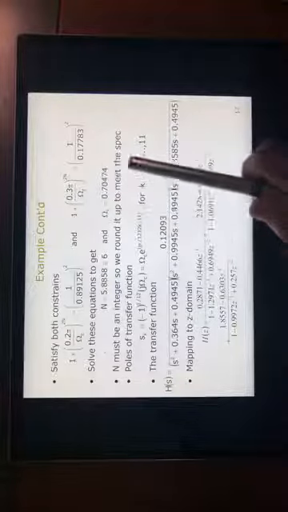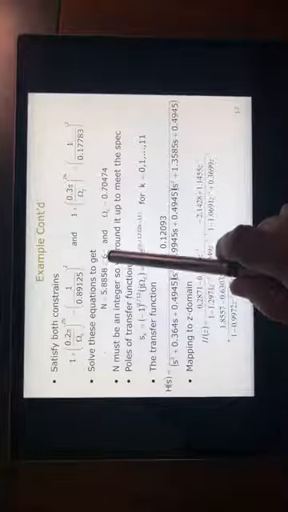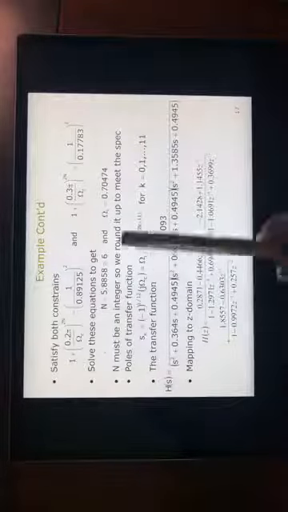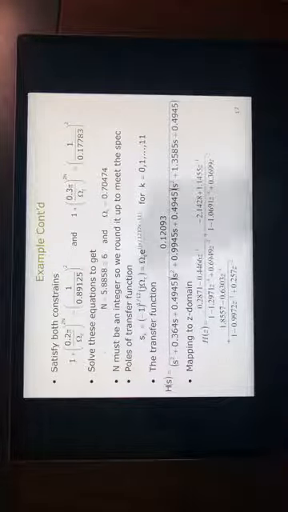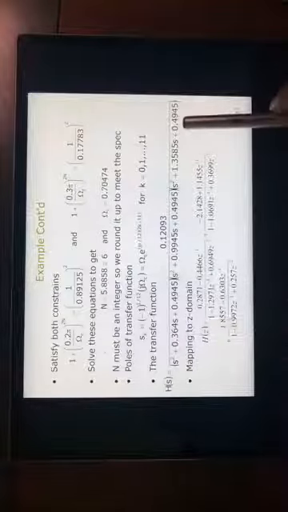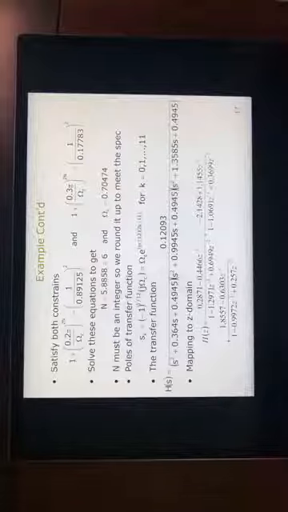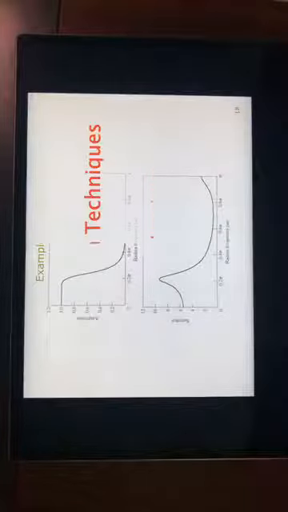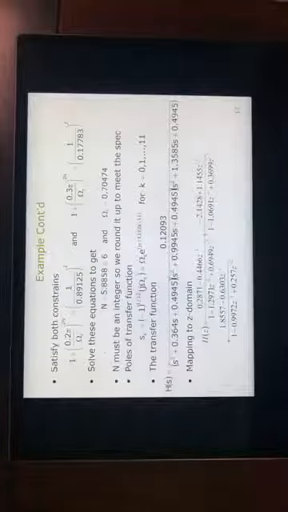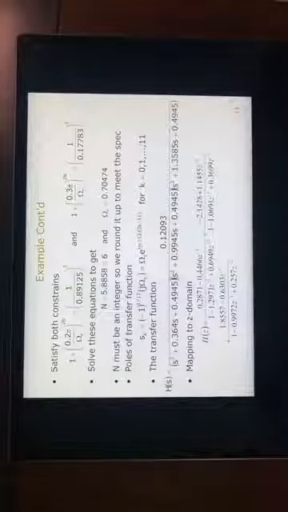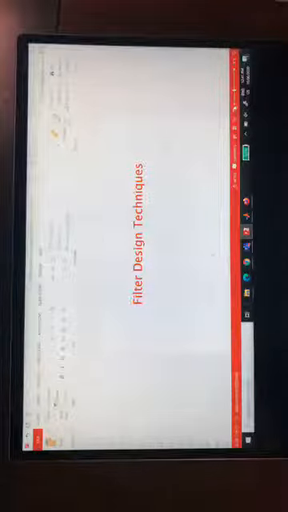Once you know that, there are going to be 12 poles, 6 on the right hand side, 6 on the left hand side, and you only take what are on the left hand side, and then you pair them together and you get a transfer function. Once you get a transfer function, you are done solving a complex problem. And this is how a filter is designed using the Butterworth filter design technique.